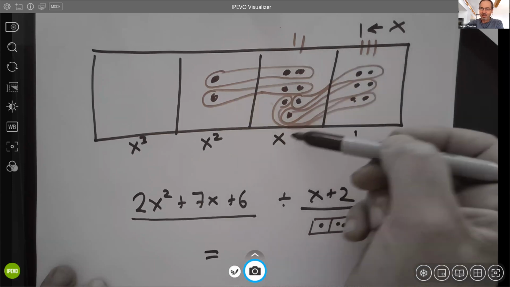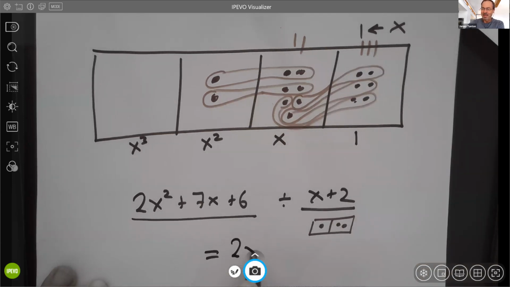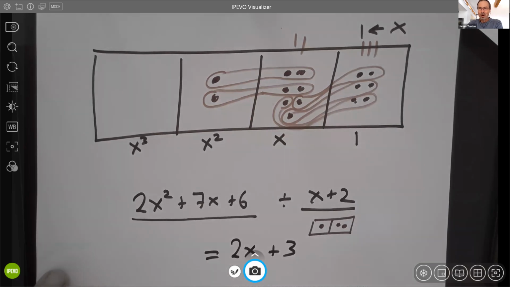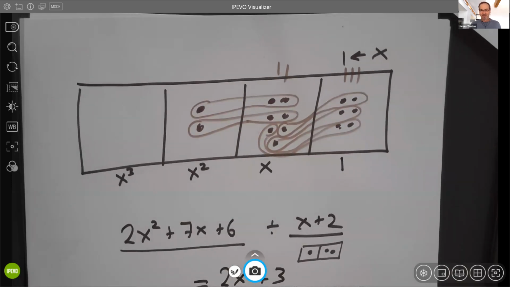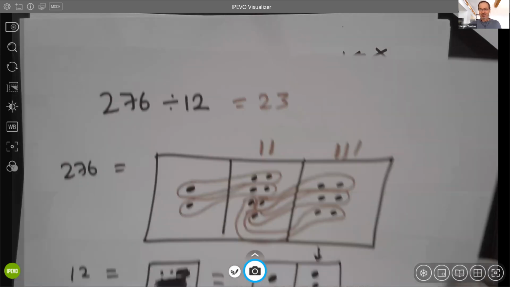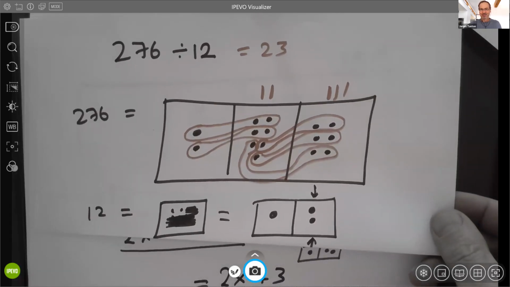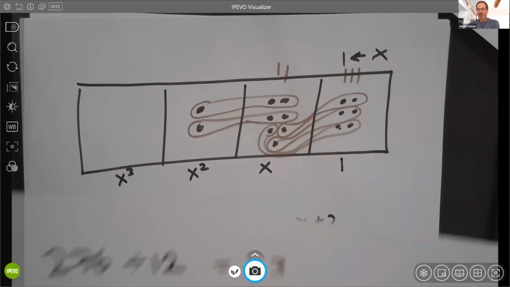Two at the x level, 3 at the 1's level. It must be 2 at the x level plus 3 at the 1's level. 3 1s is just 3. Whoa. And guess what? Look at that picture. Memorize that picture. Now look at this picture. Memorize that picture. They're identical pictures.